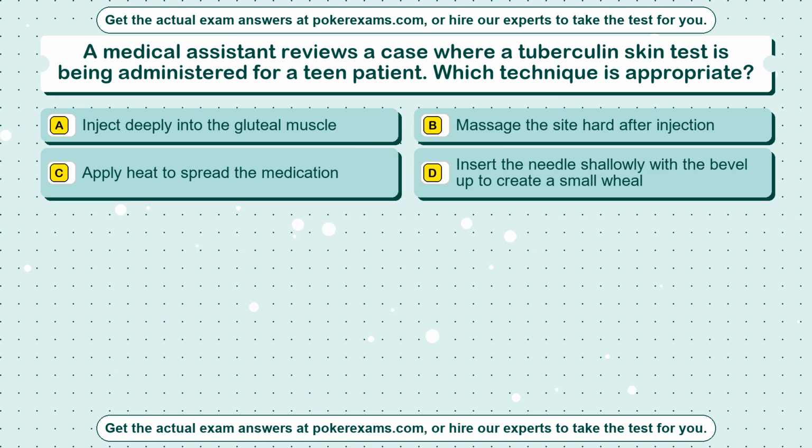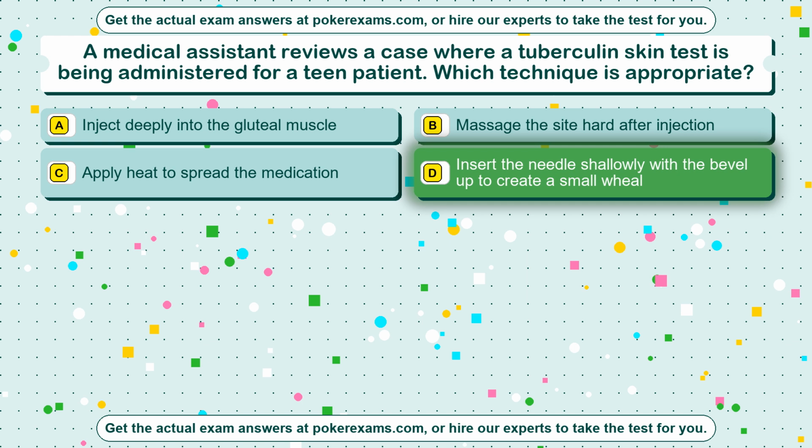Question 18. A medical assistant reviews a case where a tuberculin skin test is being administered for a teen patient. Which technique is appropriate? Option A. Inject deeply into the gluteal muscle. Option B. Massage the site hard after injection. Option C. Apply heat to spread the medication. Option D. Insert the needle shallowly with the bevel up to create a small wheal.